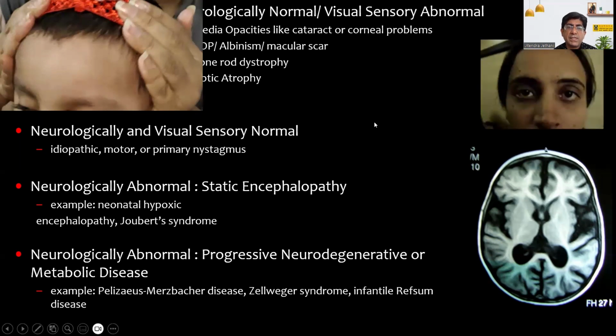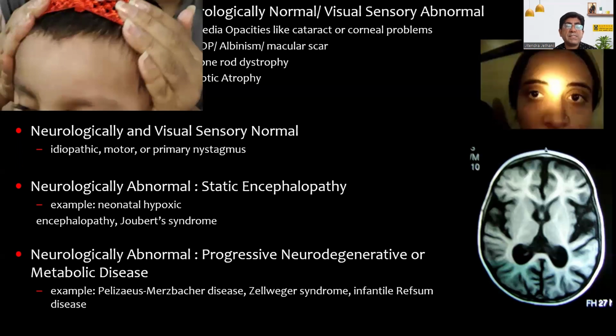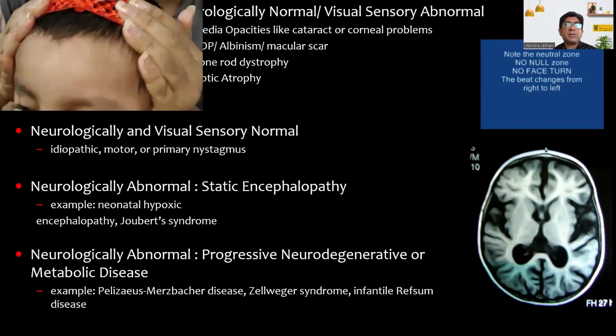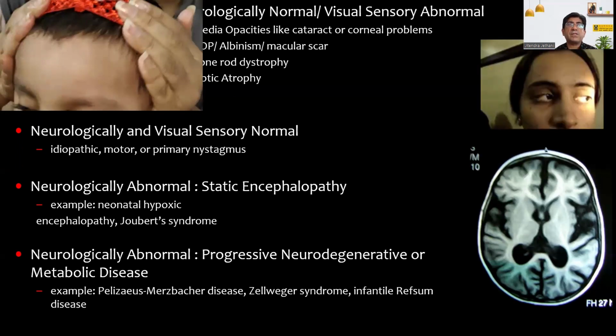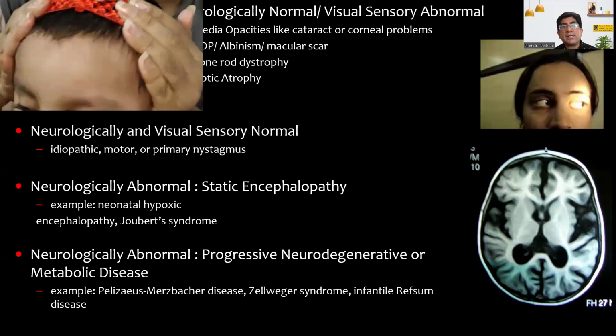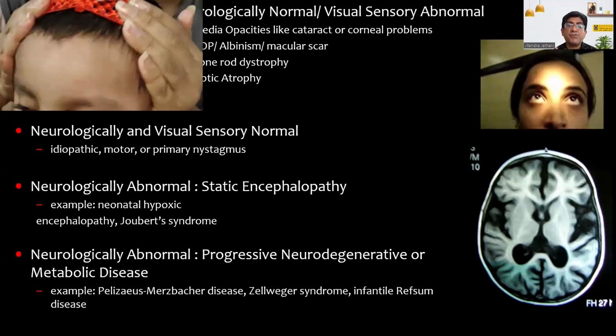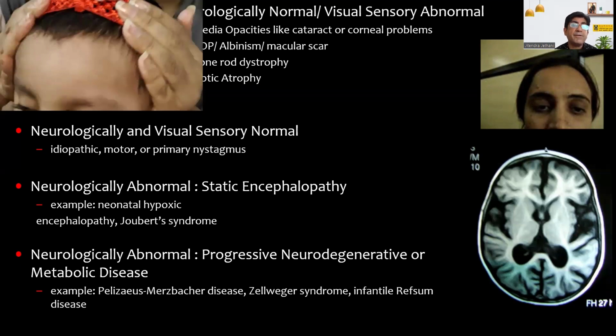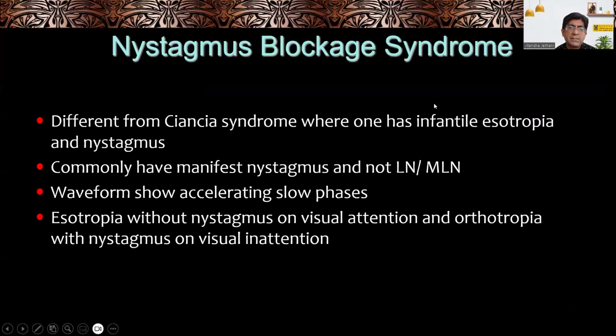Then there can be neurologically abnormal cases. Neurologically abnormal means that there is actually a problem at the level of the brain and not at the level of the eye. But the problem is static, and it is basically a static encephalopathy, like children with NHBI, neonatal hypoxic brain injury, or it could be Joubert syndrome, where there is a hypoplasia of the vermis. And there can be neurologically abnormal cases with progressive neurodegenerative or metabolic diseases. So multiple causes, both at the level of the eye and at the level of the brain, can be there as the etiopathogenesis of congenital nystagmus.